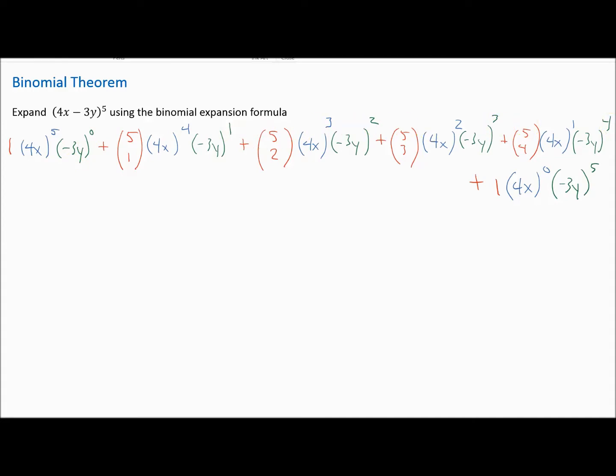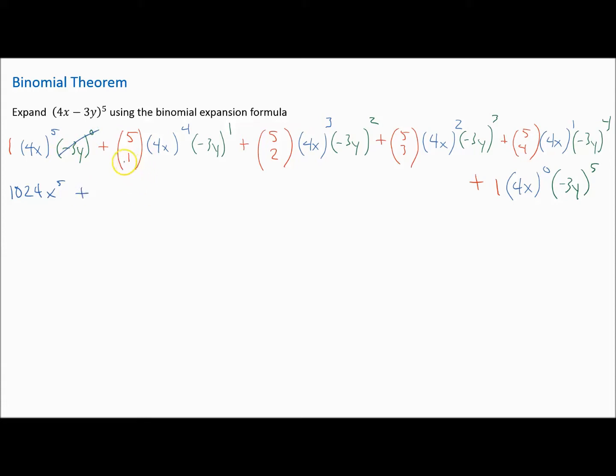Now it's simplifying all the way. I'm going to do that in blue. So 1, I'm going to leave off. 4 to the fifth. Now what is 4 to the fifth? It's pretty big. I got 1024. So that's 1024. You also have to do x to the fifth. Now negative 3y to the 0 is just 1. That's completely gone.